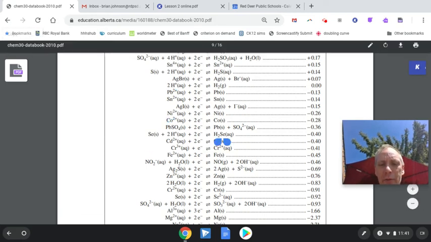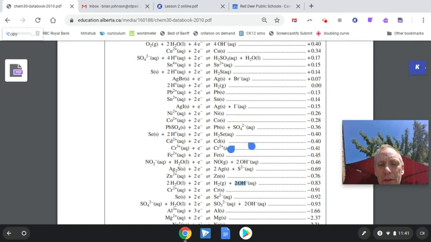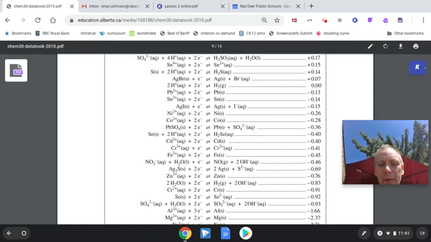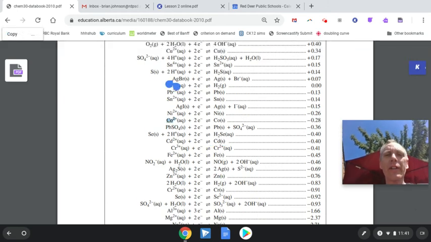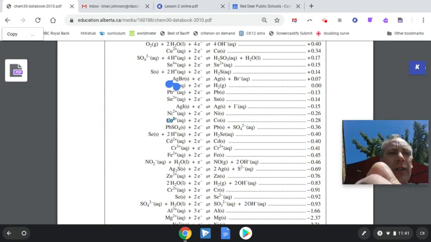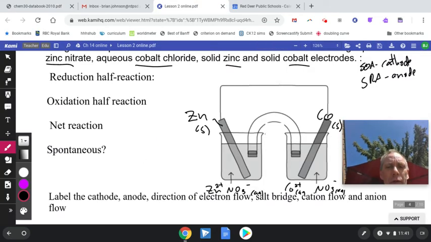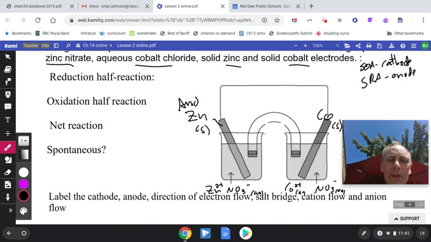So looking at those two positions, we can see that we have zinc as our strongest reducing agent way down here, and cobalt 2 plus as our strongest oxidizing agent up there. Okay, so zinc, strongest reducing agent, which means this is the anode. And cobalt is the cathode, strongest oxidizing agent.